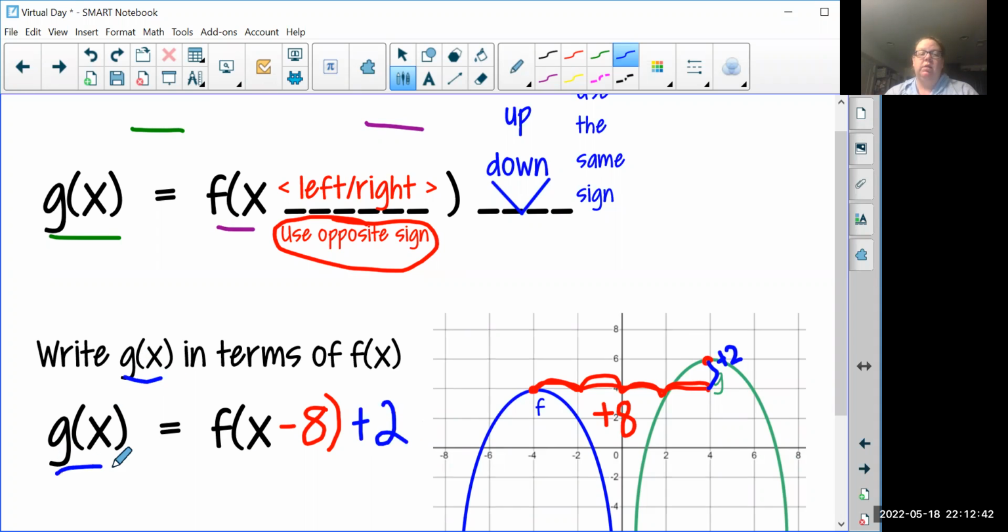G of X goes first, F of X goes second. The parentheses with the X is what you go left or right, and it's the opposite of what you think. After the parentheses is up or down, and it's the same as what you would think. Right, so hopefully that helps clarify for those of you who are a little confused.